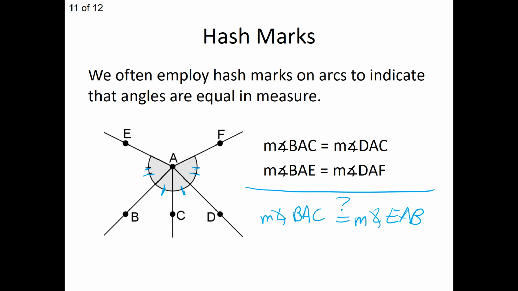What do hash marks say? They only say one thing. They say things are equal. They don't necessarily say things are not equal. That's not what they can do. They can only say things are equal.